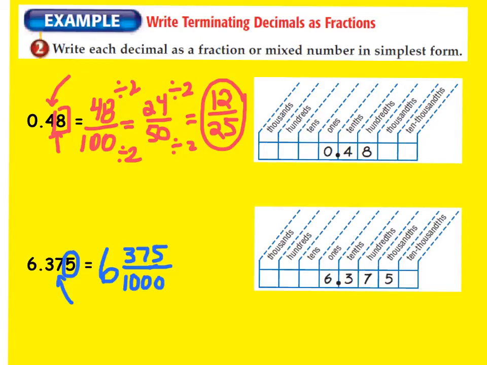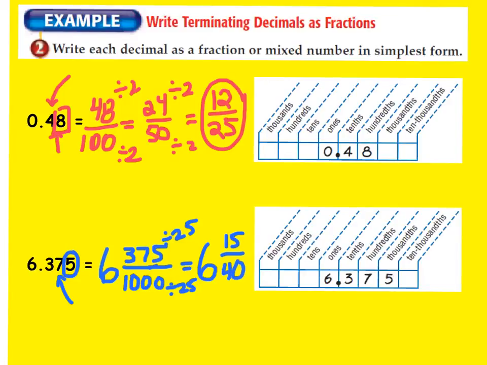So you can think of some numbers that can go into 375 and 1,000. Off the top of my head, I can think of 5 and 25. The bigger the number, the fewer steps you're going to have. So why don't we try dividing by 25 and see how that works. So 375 divided by 25, that's going to give us 15. And in the denominator, 1,000 divided by 25, that's going to give us 40.